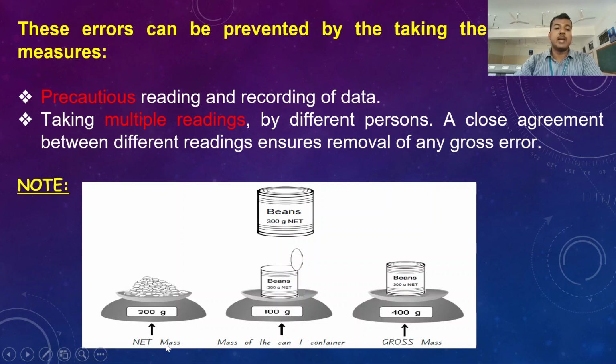Here we can see the net mass is about 300 grams, and the mass of the can and container is about 100 grams. So the gross mass is equal to 400 grams, where 300 is the beans and 100 grams is the weight of the container. Not all containers may be exactly 100 grams. These are some of the normal errors that can occur.